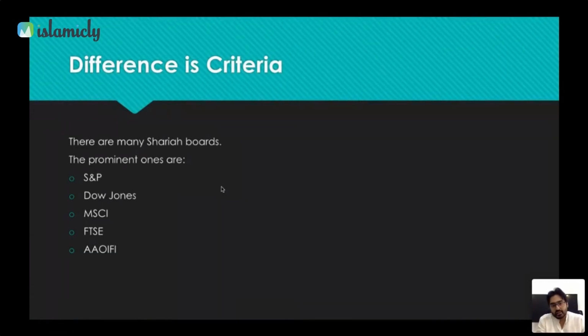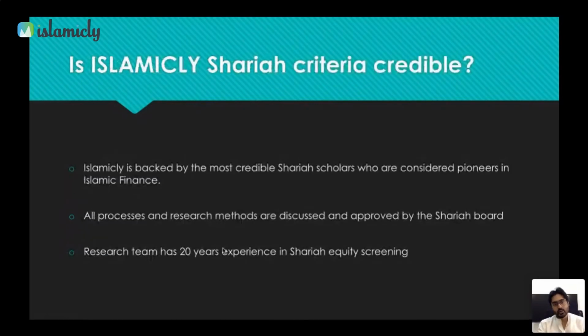So S&P has a Sharia criteria, Dow Jones has a Sharia criteria, MSCI has a different Sharia criteria, FTSE and AOFI. Of that, S&P, Dow Jones and AOFI are using market capitalization, whereas MSCI and FTSE are using total assets as their denominator for financial ratio screening. In terms of sector screening, it is almost the same. Let's go on to a final segment over here.